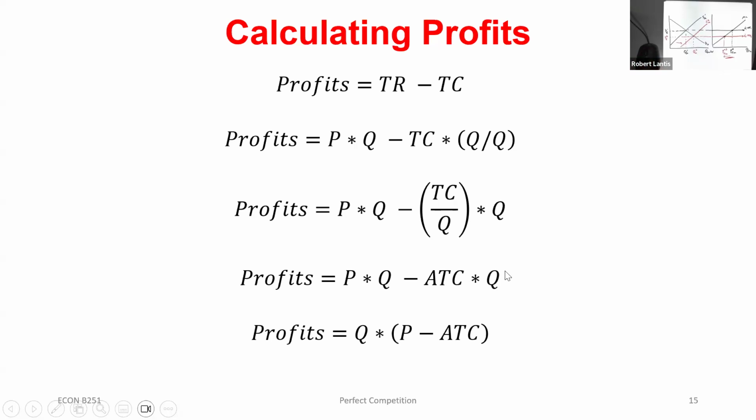So what does this help me see? Anytime I'm producing at a quantity where the price is above my average total cost, what would be true about profits? They would be positive. Positive times a positive. What if price is below average total cost? Positive times a negative. Well, there, my profits would be negative, right?